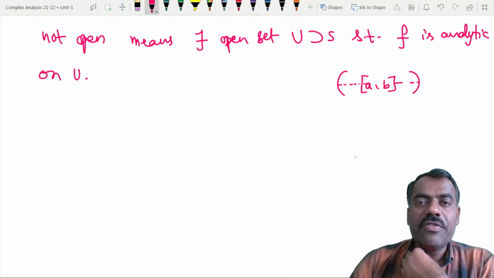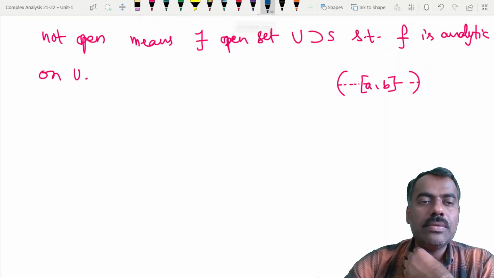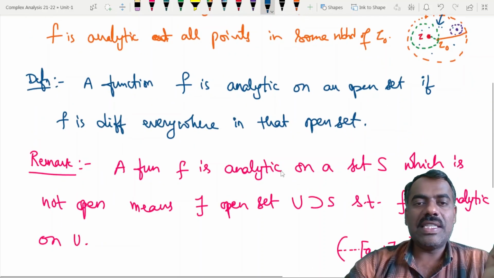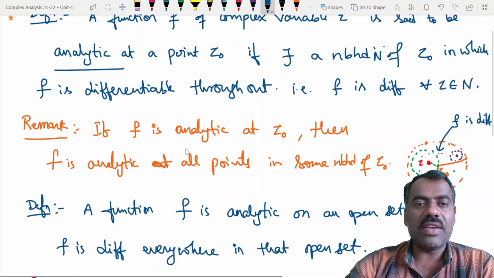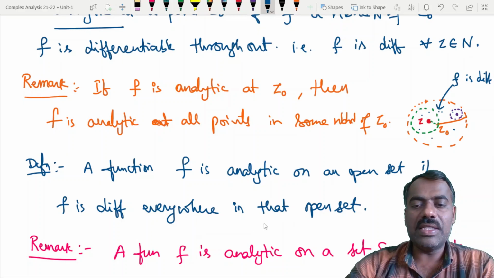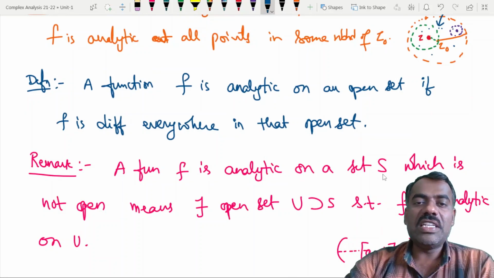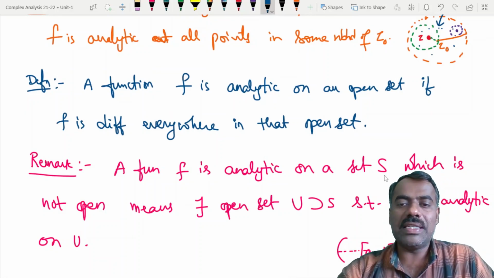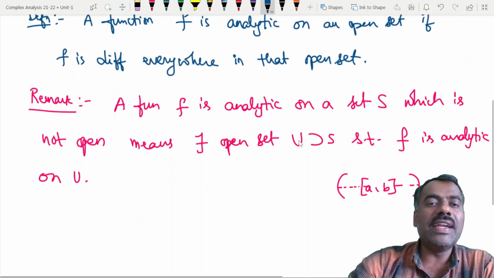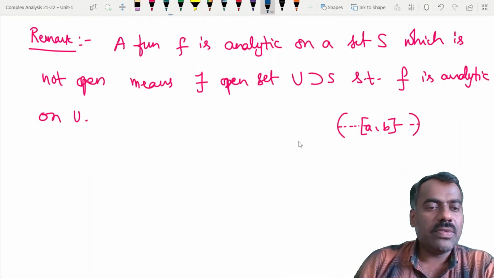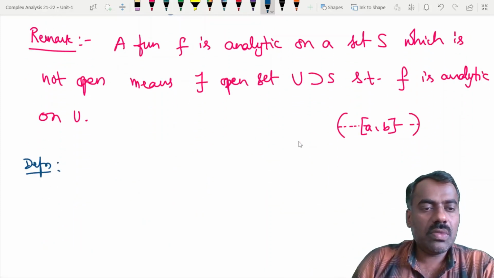Now if f is analytic, that means f is differentiable everywhere on this open set. Now take your C, the complex plane or finite plane, we can call it. If it is differentiable everywhere, at every point in that complex plane, then we say that it is an entire function. So we will define what is meant by entire function.